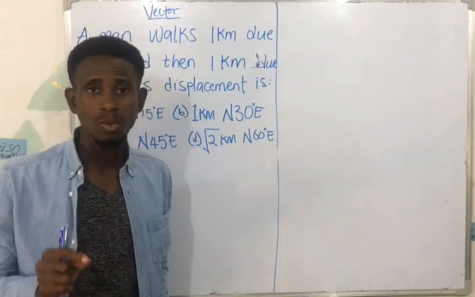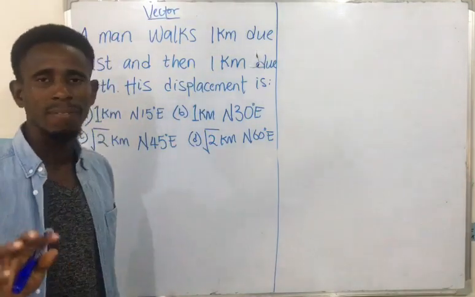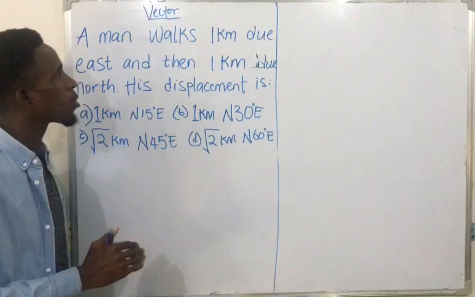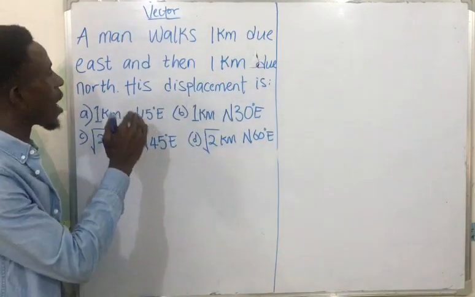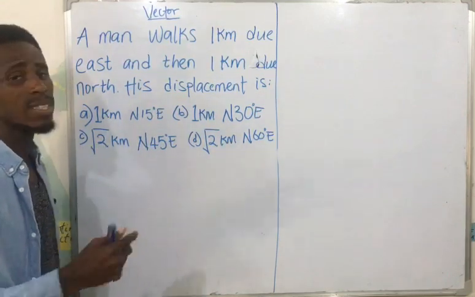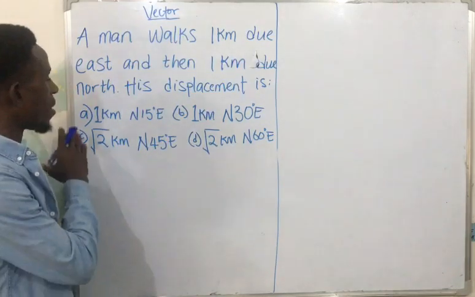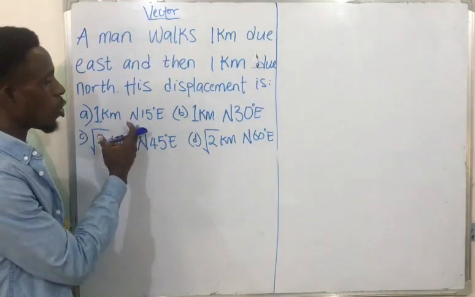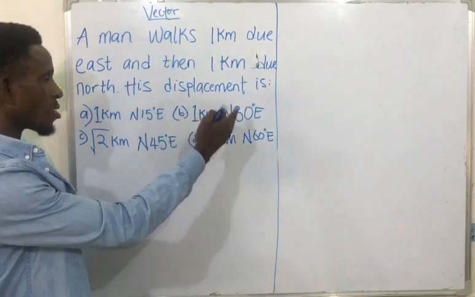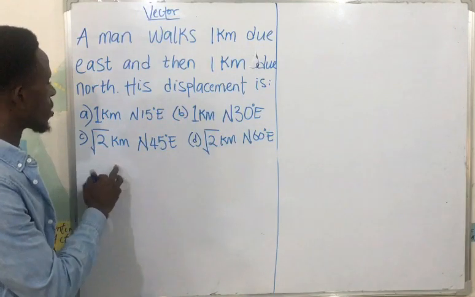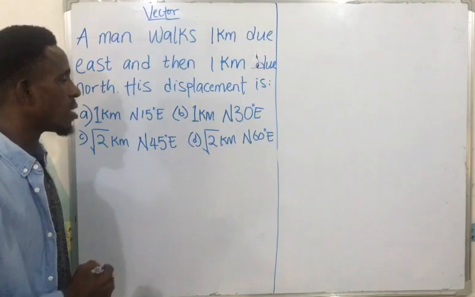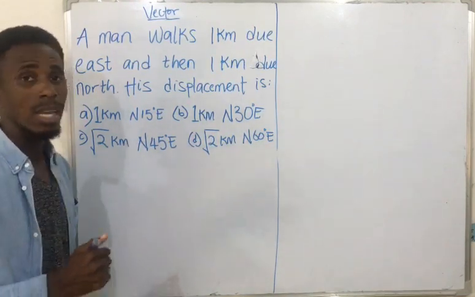Today we have a very simple question on the board and we are going to be looking at vectors in physics. It says a man walks 1 kilometer due east and then 1 kilometer due north. His displacement is dash. Now I have A, 1 kilometer north 15 degrees east, B, 1 kilometer north 30 degrees east, C, root 2 kilometers north 45 degrees east, and D, root 2 kilometers north 60 degrees east.